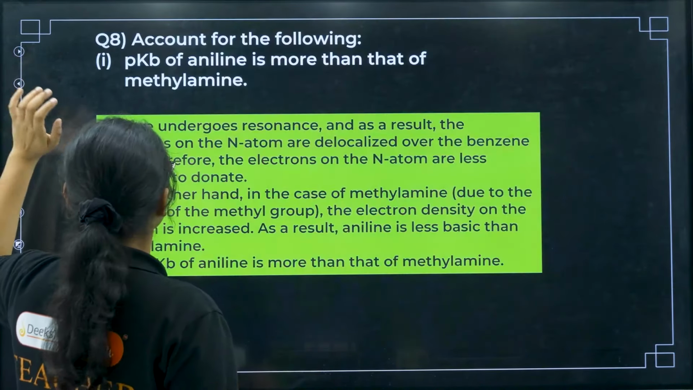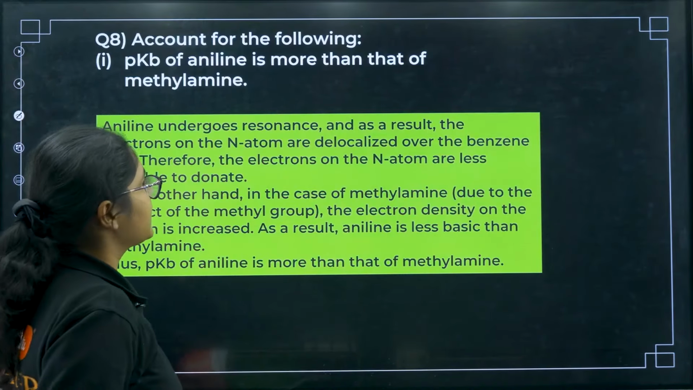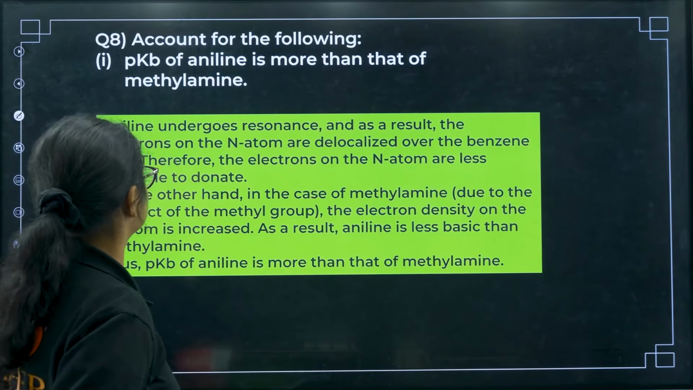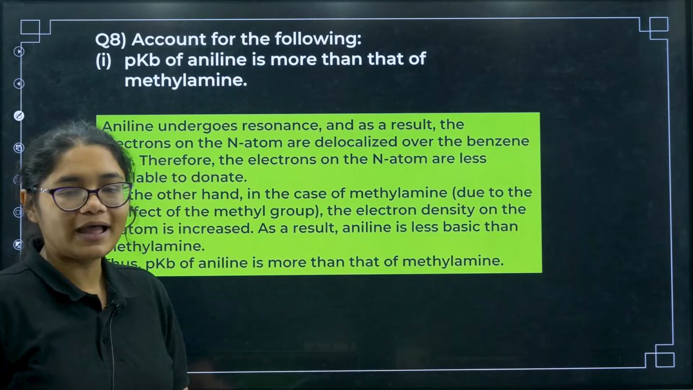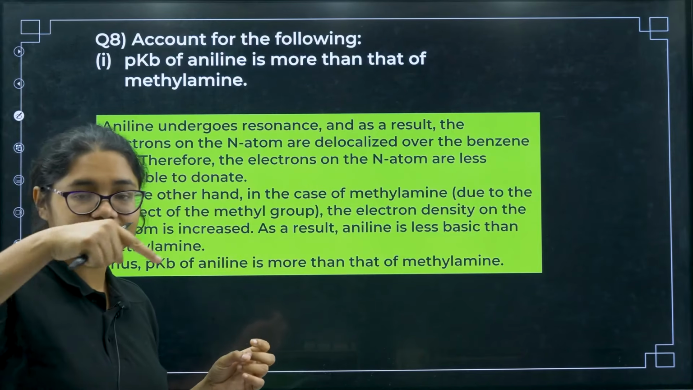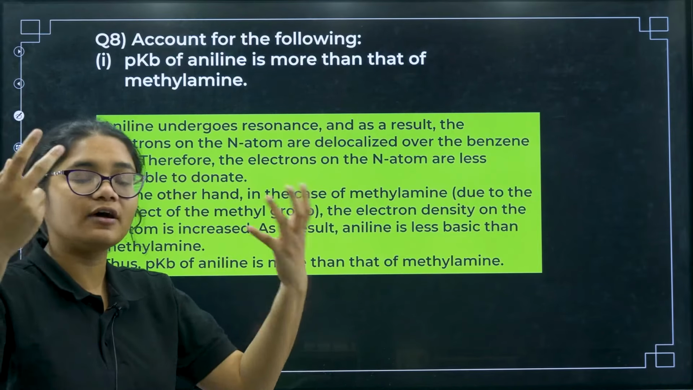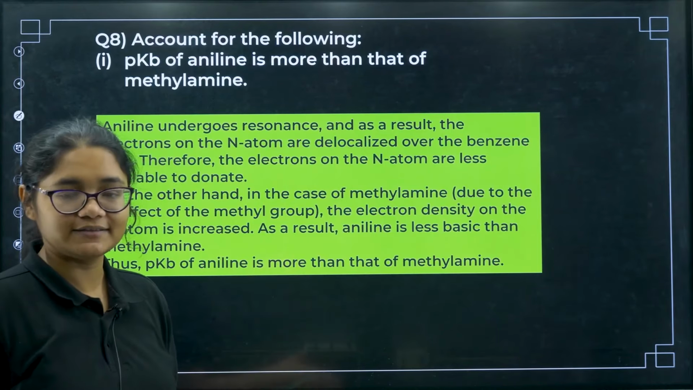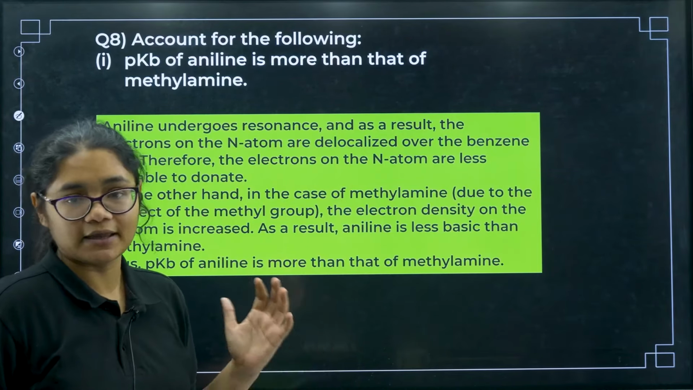Next we'll go to account for the following. The pKb of aniline is more than that of methylamine. So many reasoning questions I have taken here. As you all know, aniline has a lone pair which is involved in resonance. It is not available for donation. If it is not available for donation, it is less basic. Less basic means higher pKb value, okay?